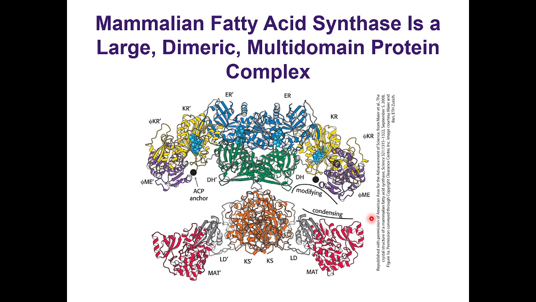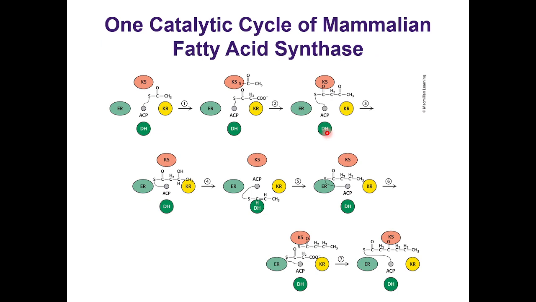Okay, so this is again that mammalian fatty acid synthase right here. Again, large dimeric multi-domain protein complex. Notice again, it's basically mirror images because it's a homodimer. Everybody said okay? And that does that full synthesis process in mammals. We have the whole thing on one.